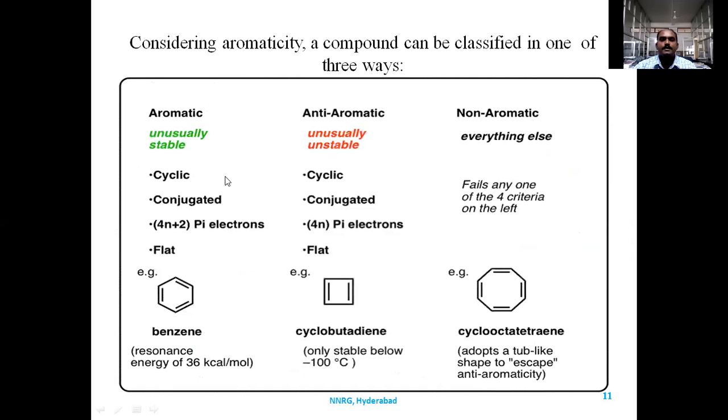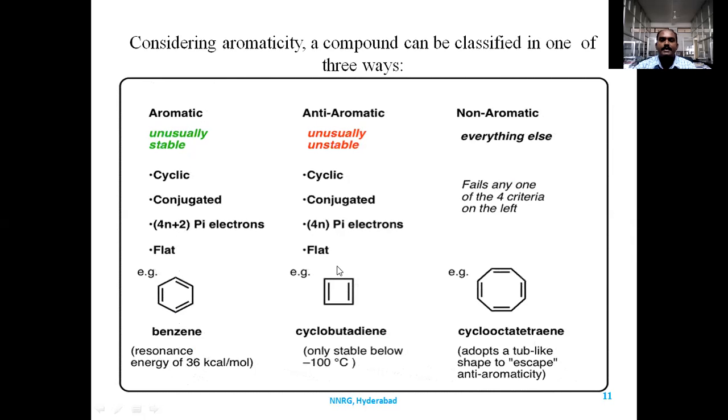If you consider simple examples in a single slide, benzene is a cyclic molecule, it's planar, completely conjugated, and has 4n plus 2 pi electrons, the number of electrons being 6. It has aromatic properties and a resonance energy of 36 kilocalories per mole. This unusual stability is there in benzene.